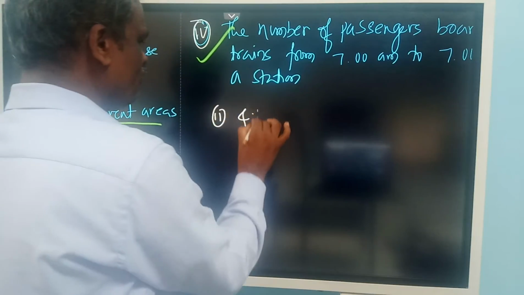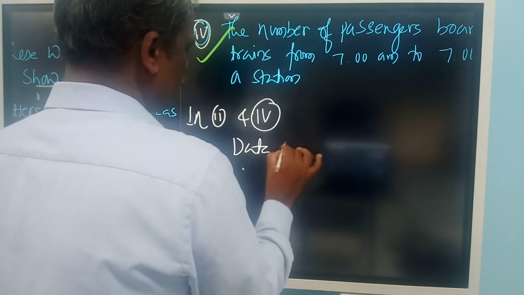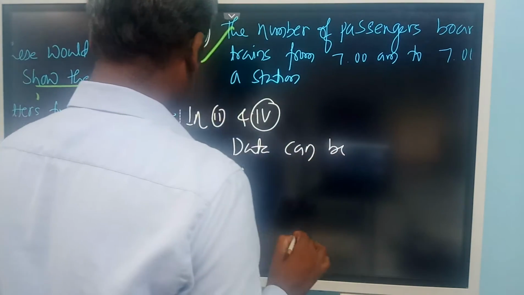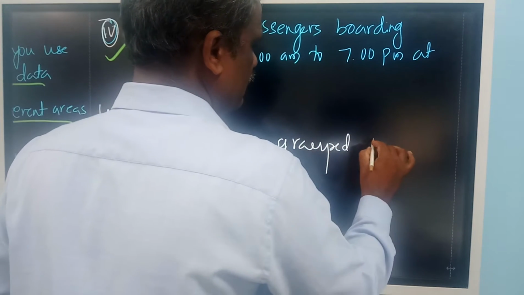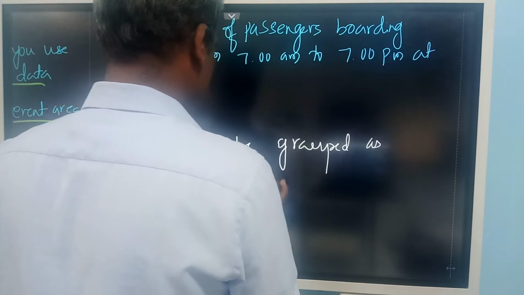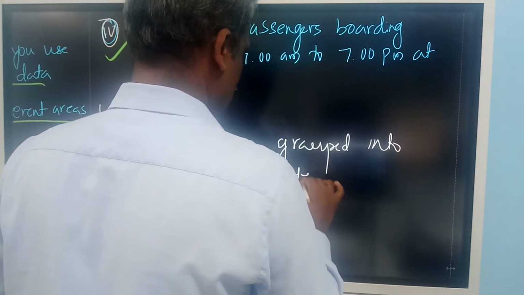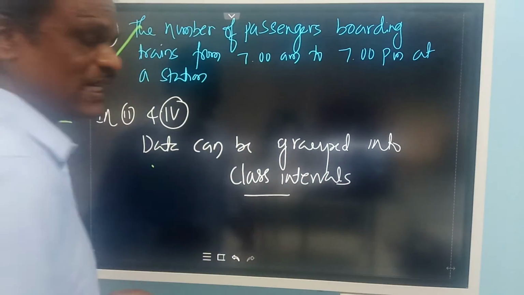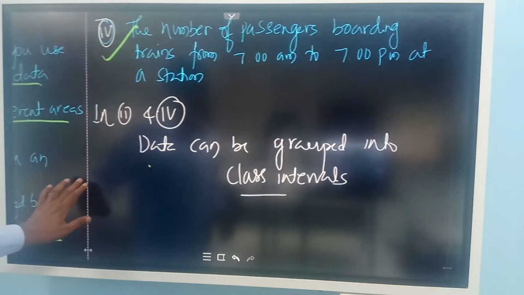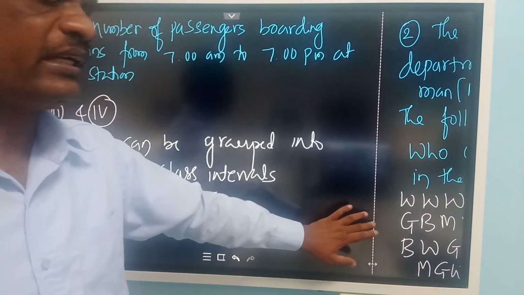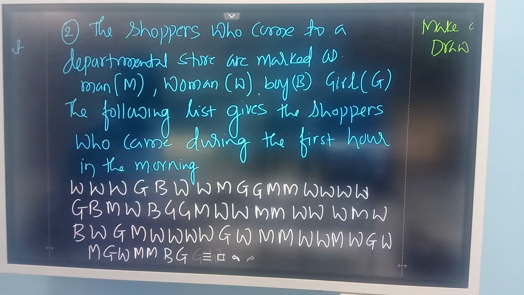So in the second and fourth, data can be grouped into class intervals. Where you can make class intervals, there only it is possible to represent the data in the form of a bar graph or histogram. Now look at question number 2.